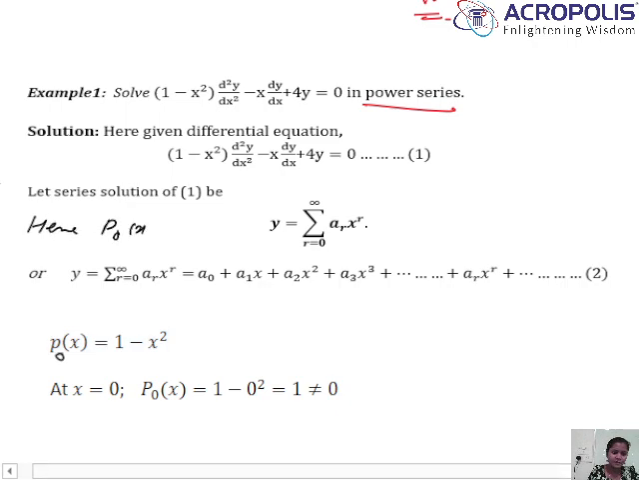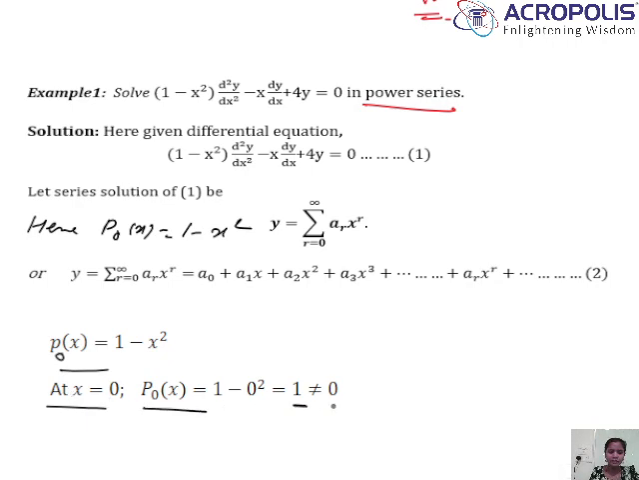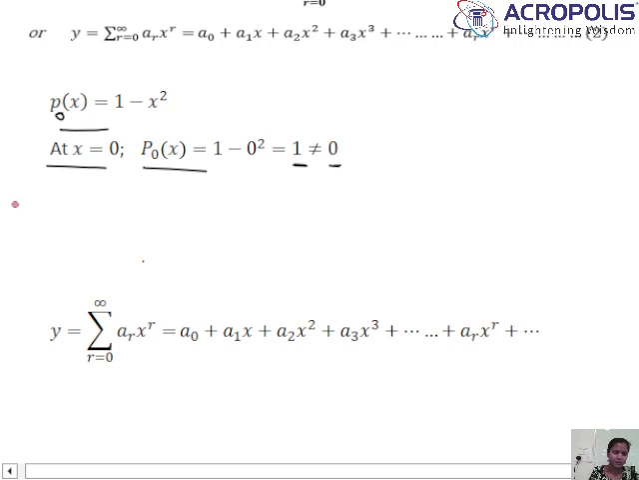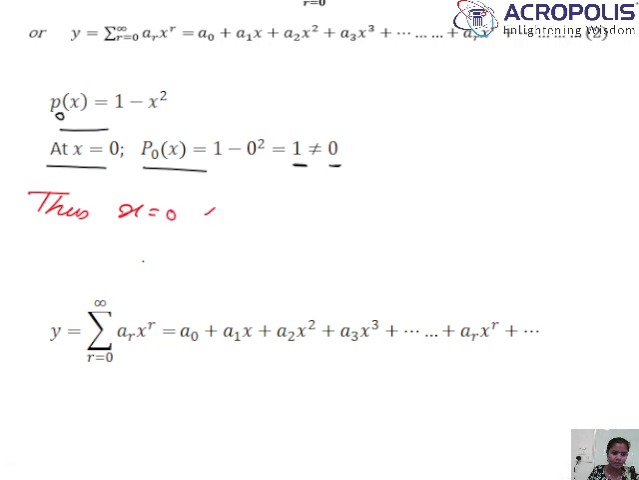p naught of x is equal to 1 minus x square at x equals 0. When you substitute x equals 0 in this term, you will get 1, which is not equal to 0. Then you can say that x equals 0 is an ordinary point.